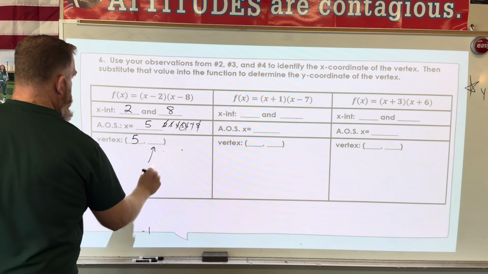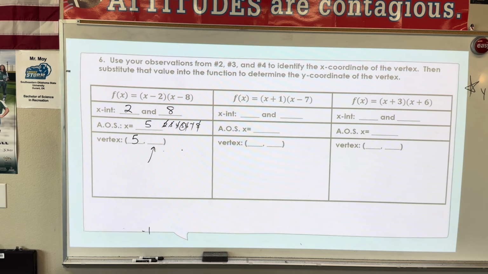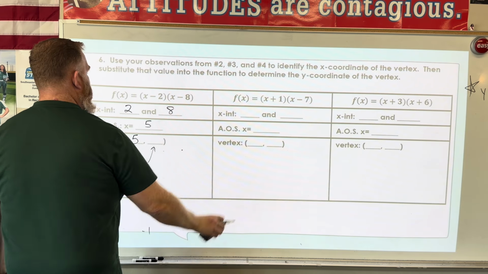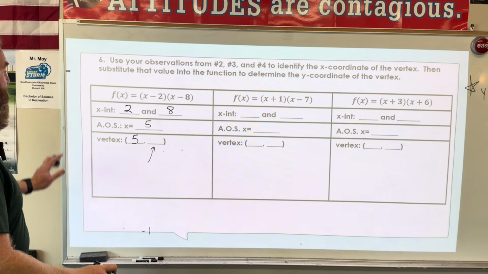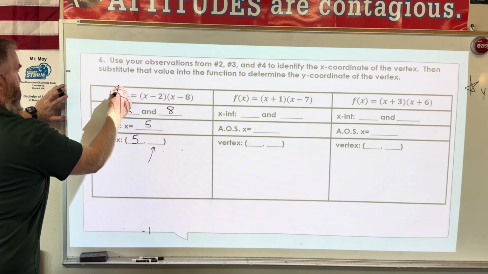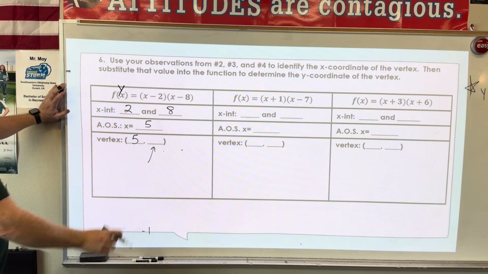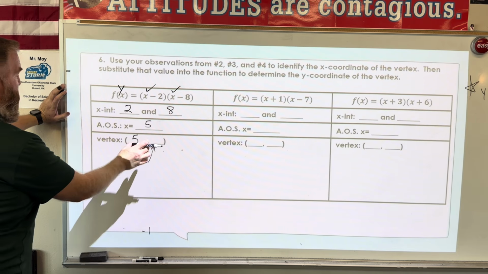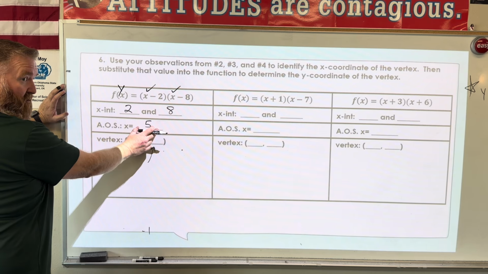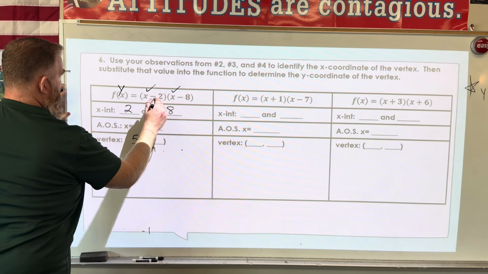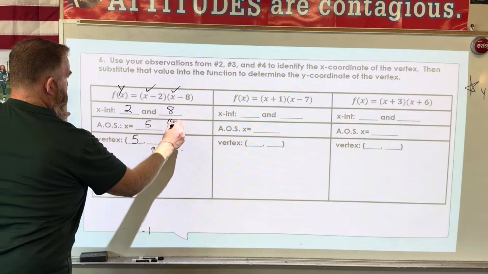Does anybody have a clue on how I might figure out the y? Yes, sir. Go ahead. Absolutely. Hold on. What does f of x mean, guys? We've talked about this. What is that the same thing as? Isn't that y? So if I have an x here and an x here, what did you just tell me the axis of symmetry was? 5. What is 5 minus 2? 3, right?